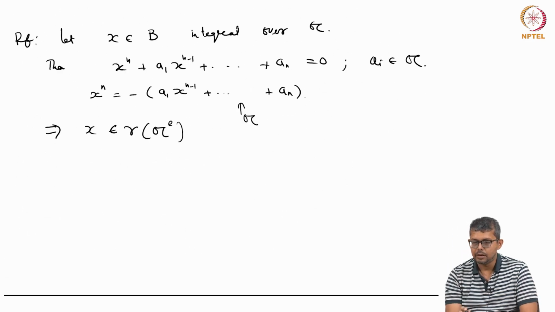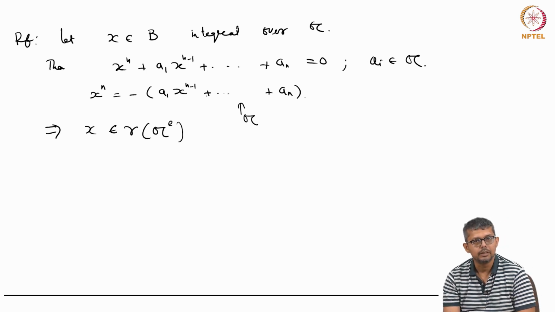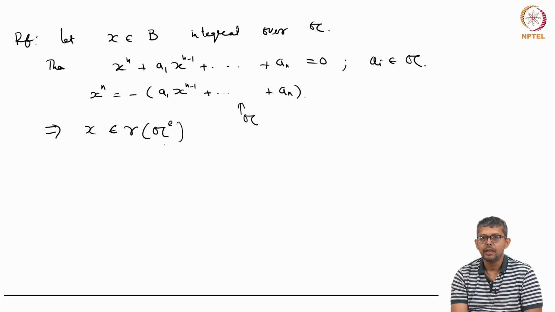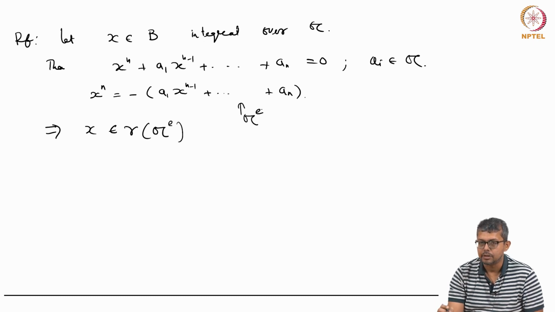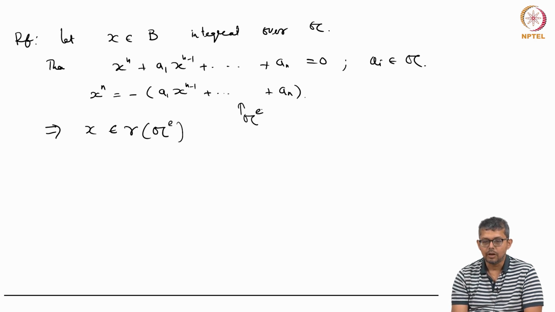So, now you see that these are all elements in C, because x is after all an element in C. So this is an element in A, this belongs to A extension. So then x belongs to the radical of A extension. Now what about the converse?